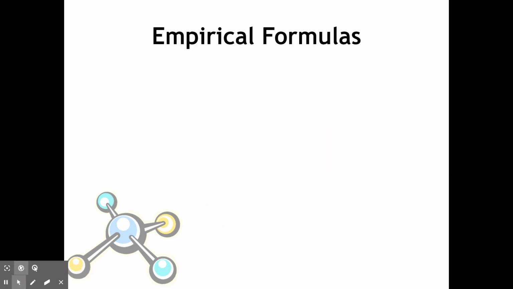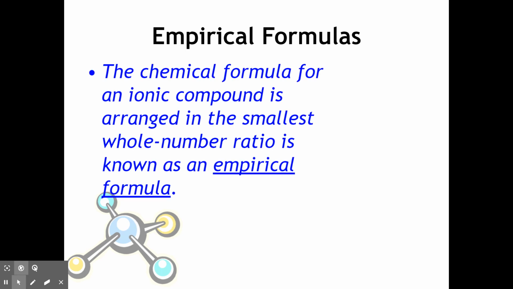Next concept, we're going to talk about empirical formulas. And empirical formulas are simply the chemical formula for an ionic compound that is arranged in the smallest whole number ratio. When we think back to our last chapter, it would be when we have to simplify that we get an empirical formula. So it's the lowest ratio that we can possibly go.